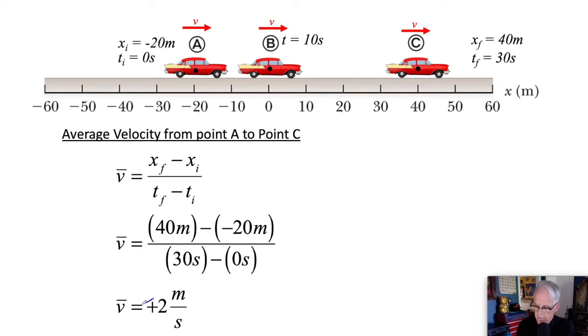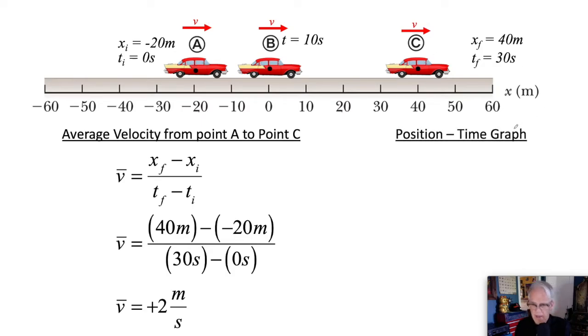Now, we do the calculation and notice that we have a positive number, and we're making sure that we accentuate that. Our velocity, our average velocity, is in the positive direction. Notice that we placed velocity vectors above each one of these points. And in this case, our car is going at a constant velocity throughout this trip.